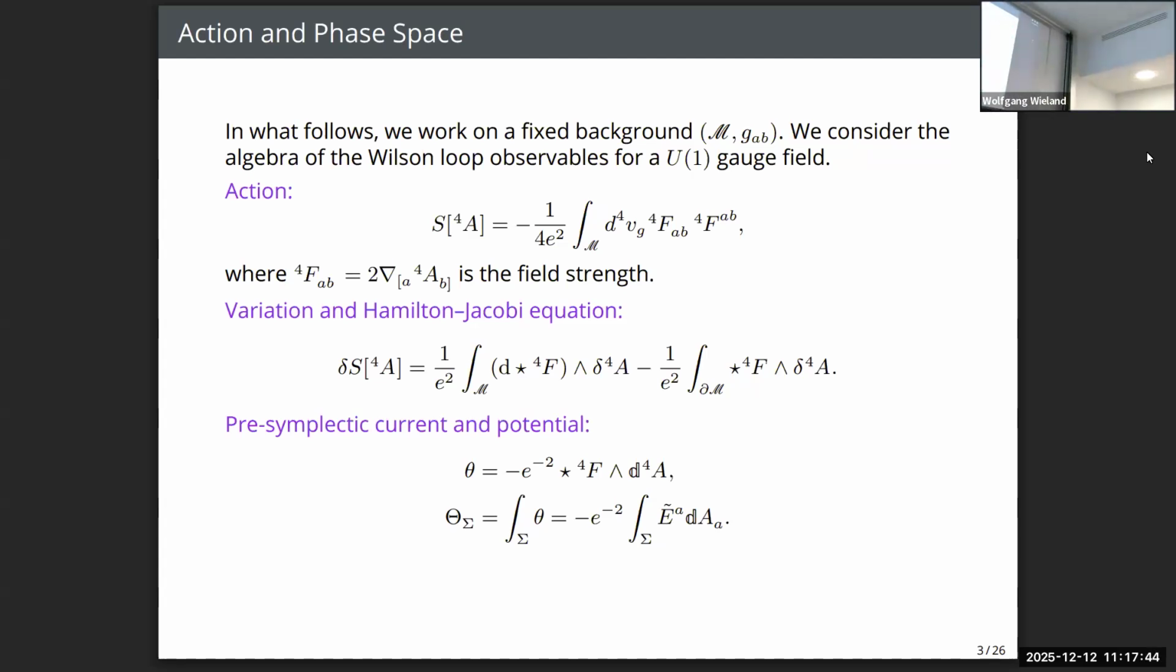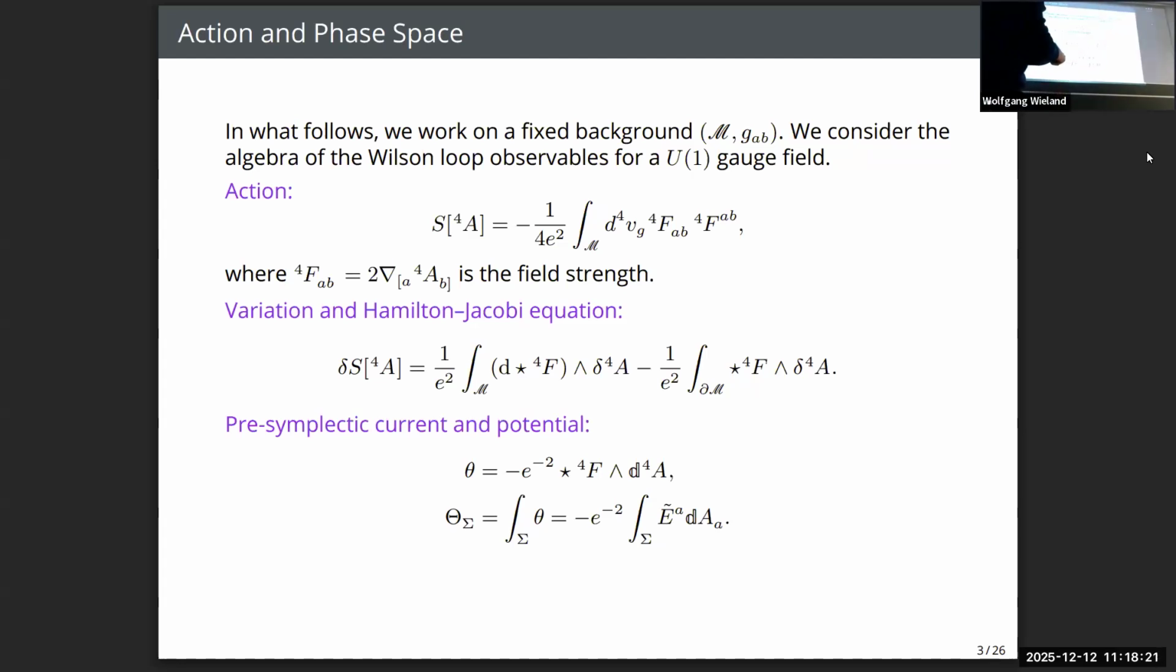So now, how do we get the phase space from the action? One way to do that is to look at the Hamilton principal functional, the Hamilton-Jacobi functional. If you evaluate the action on shell, so if you plug in the equations of motion, then the variation of the action for fixed boundary conditions gives you the conjugate momentum. The boundary term tells you that the momentum conjugate to the vector potential is the pullback to the boundary of the Hodge dual of the Faraday tensor.